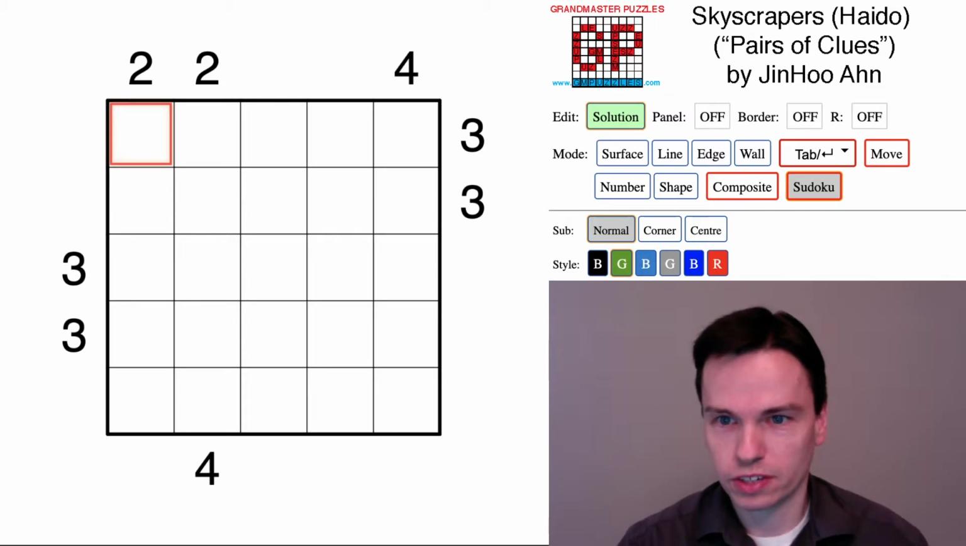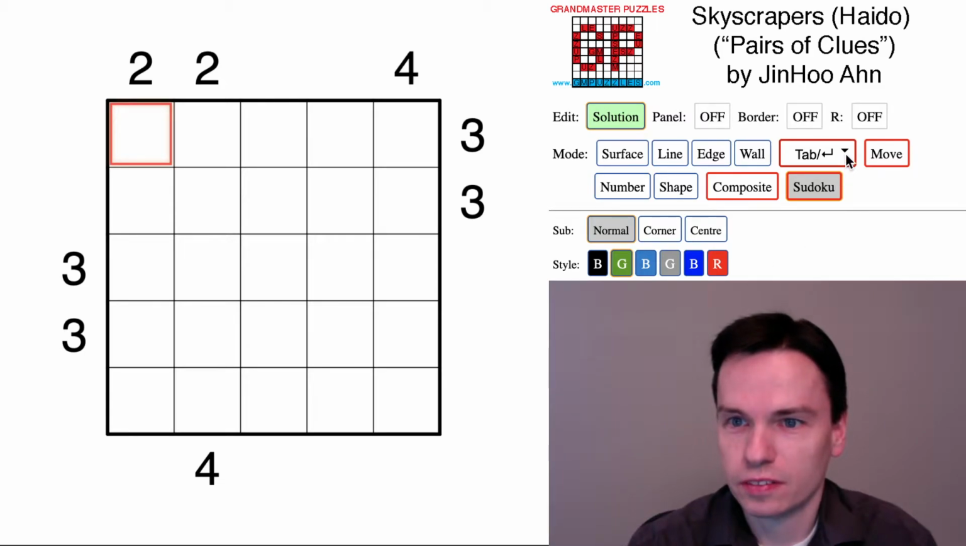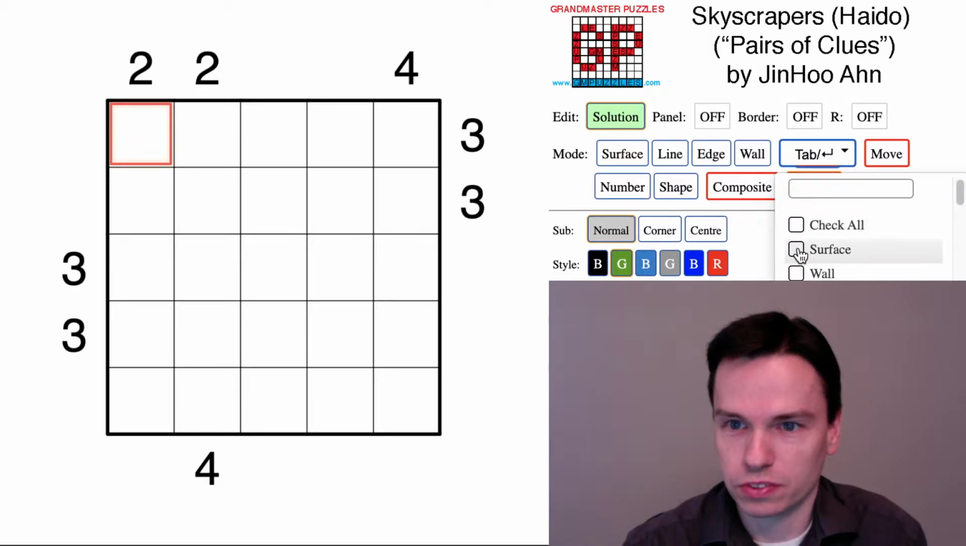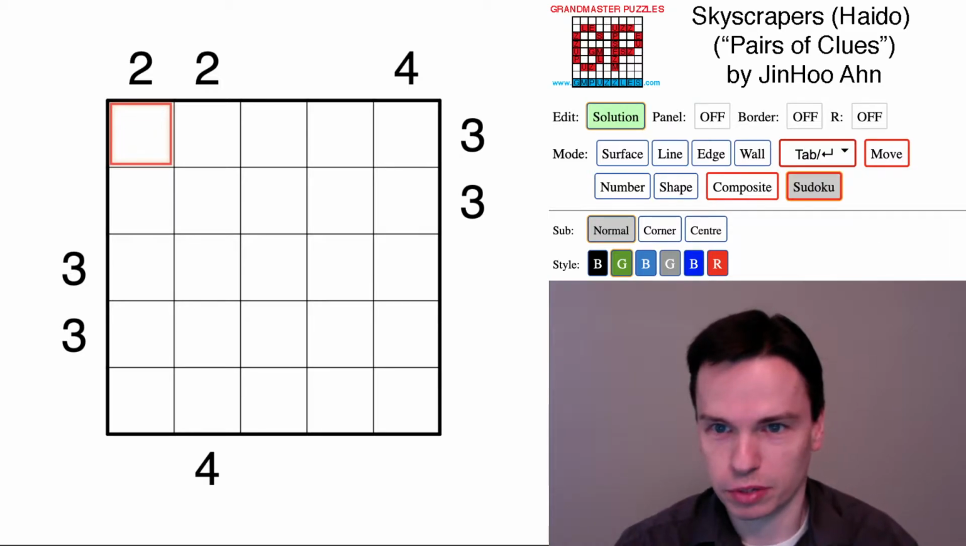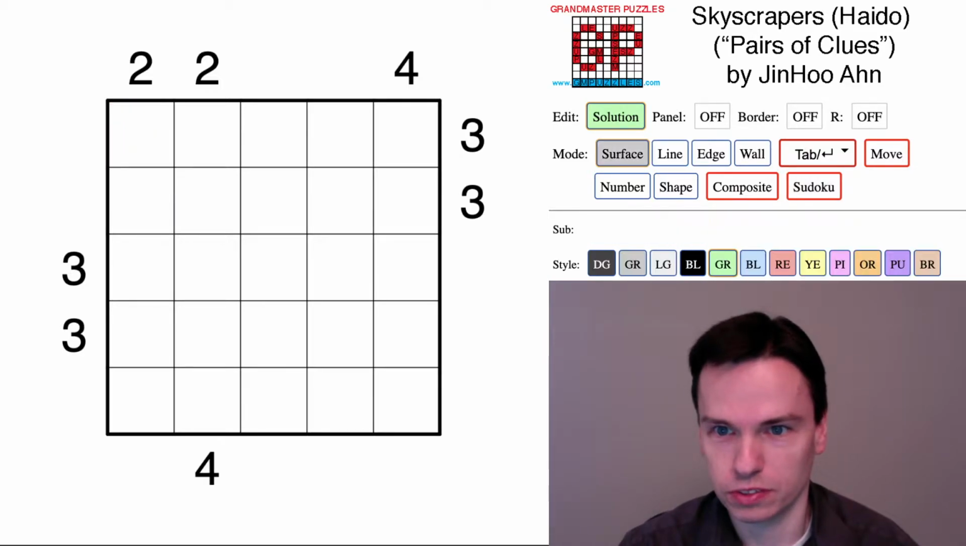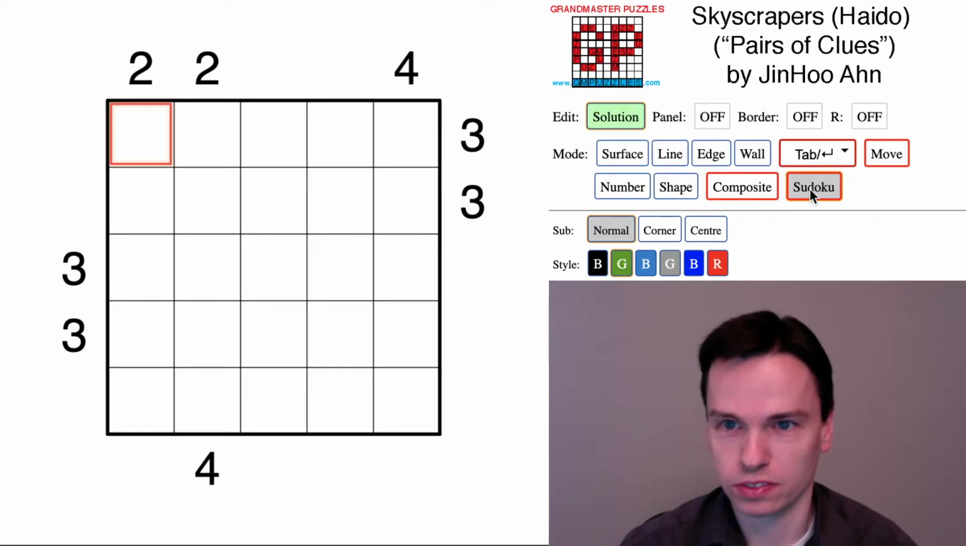So we're here to solve this Skyscrapers variation by JinHoo. Just to get myself a bed of choices for this video, I'm going to go to the tab menu and turn on Surface, Sudoku Normal, Sudoku Center. For a lot of you, probably just Normal and Center are the two that will be useful to have on, and you can get those just from the Sudoku solving option and clicking through these options.